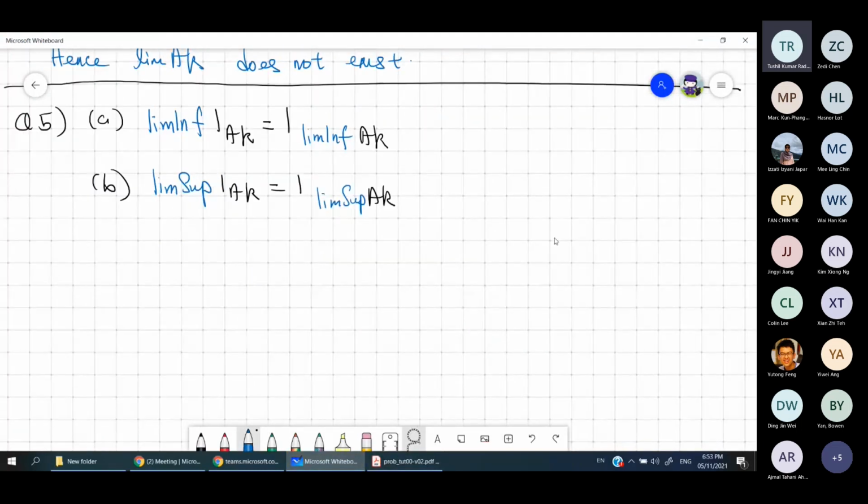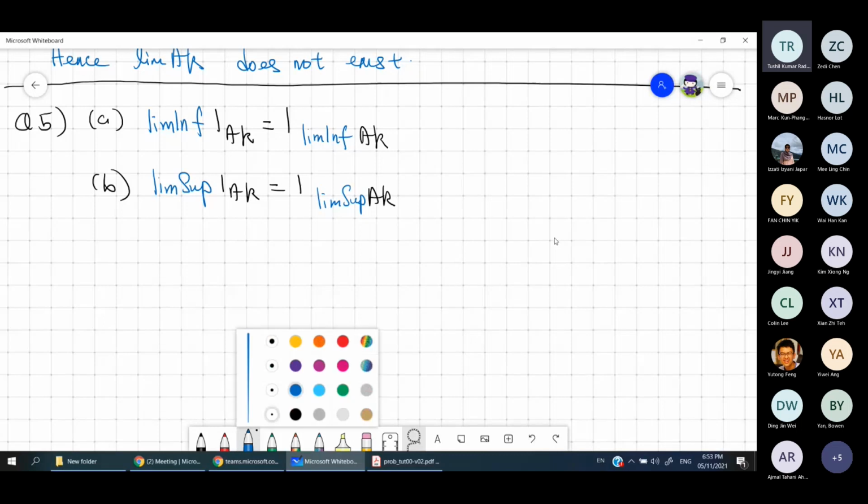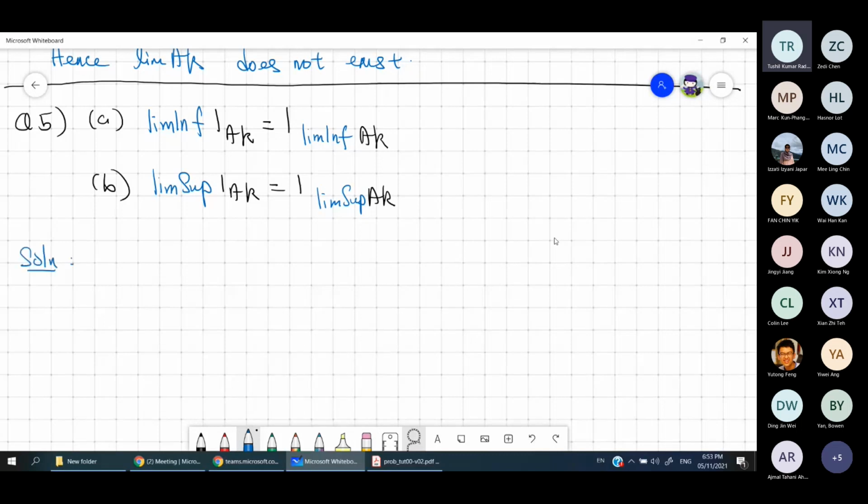So let's look at the answer. Maybe I just need to do one of it. The other, actually, you can do it using a similar result.